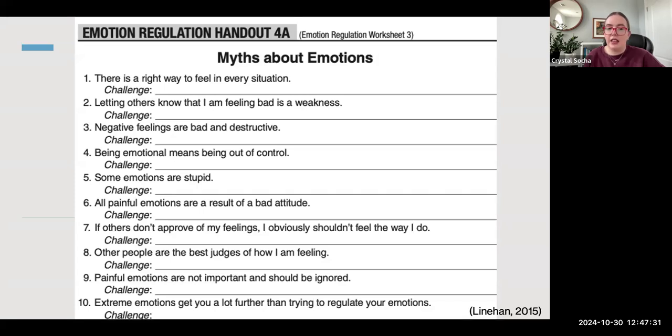Right, so this kind of invalidating, ignoring emotions. I shouldn't feel this way. It's bad to feel this way. So again, a great handout to share with people who might be feeling some of these myths. Some of the people that I've worked with came up with really incredible challenges. I wish I kept a running list of them because people can be so creative with some of these.